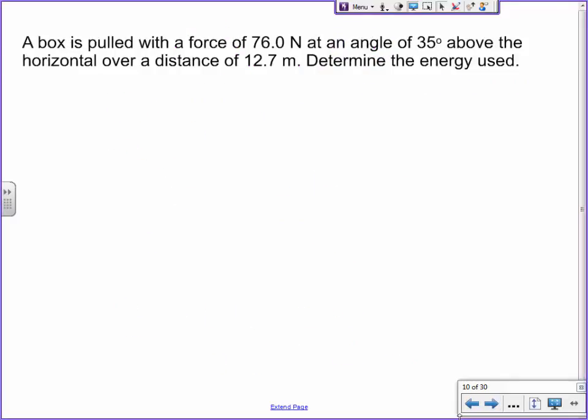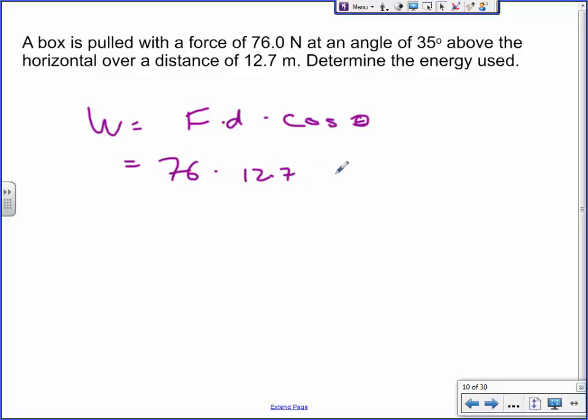Okay, let's try another example. We have a force of 76 newtons, but now I gave you an angle. I gave you a distance. I feel like you could handle this pretty easily. Work equals force times distance times the cosine of your angle. You were given your force of 76 newtons. You were given your distance of 12.7. So this is work, but really work is energy anyways.